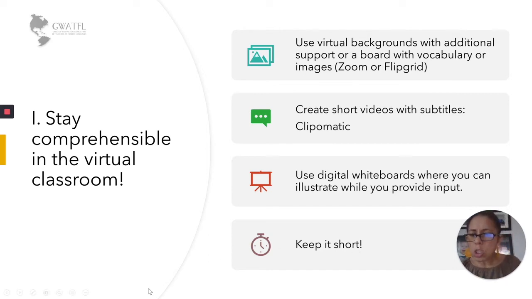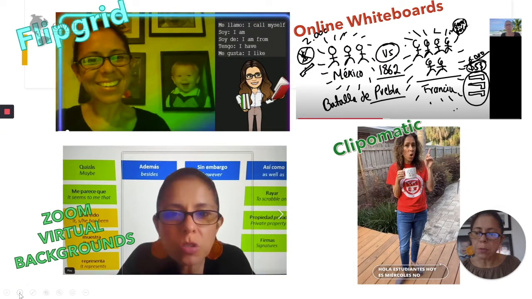Now, these are some of the tools that I have used. So I talked to you about Flipgrid. In Flipgrid, it has new filters, and in the new filters, you can add text to your video. And they're really short videos, super easy to do. You can add images, you can add frames. It's so fun, right? So you can create a really short video to provide oral input to your students.